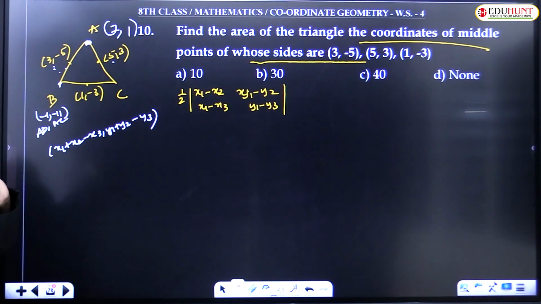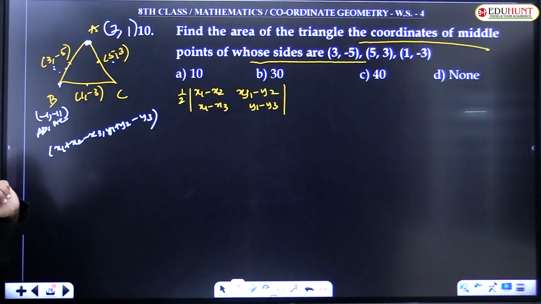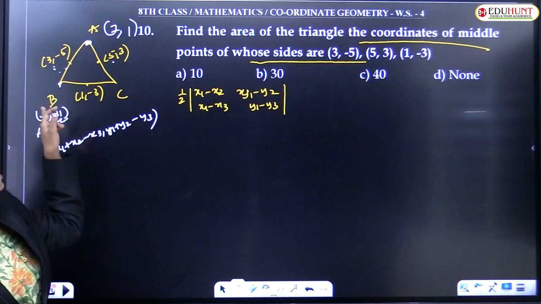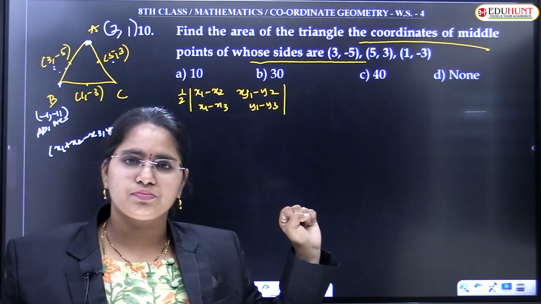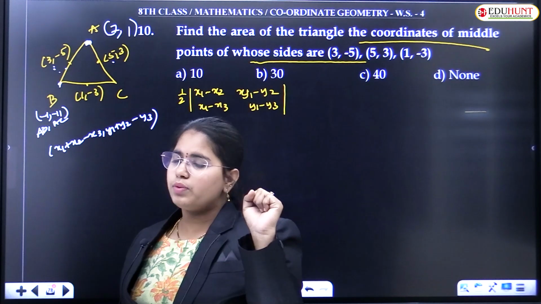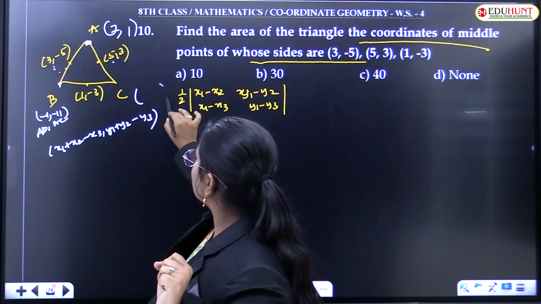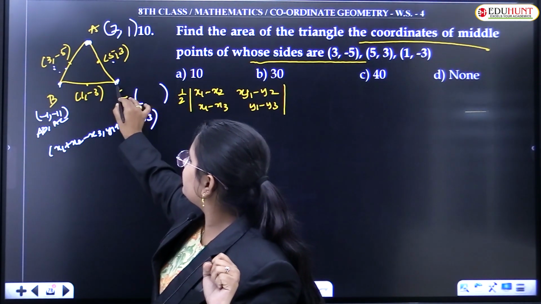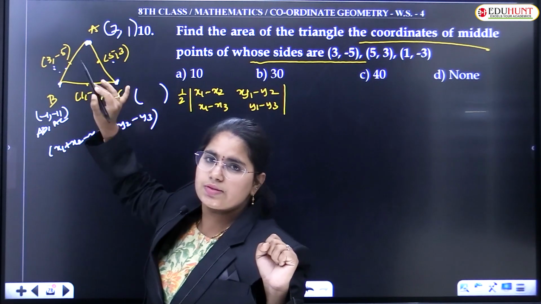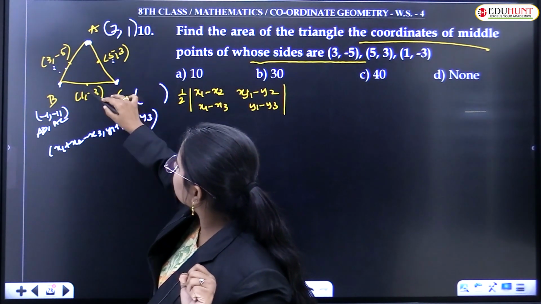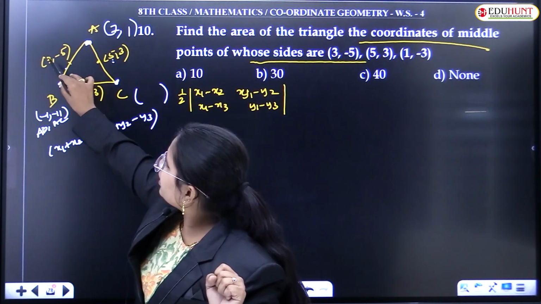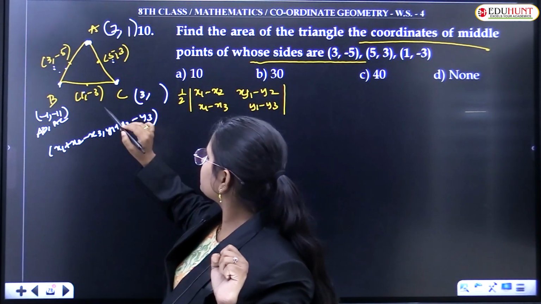What is the first vertex? First vertex is 7, 1. Second vertex is minus 1, minus 11. Understood? So we are left with finding the third vertex. The C vertex is connected with this line segment and this line segment. So add x coordinates first. 5 plus 1, 6. 6 minus 3 is 3.